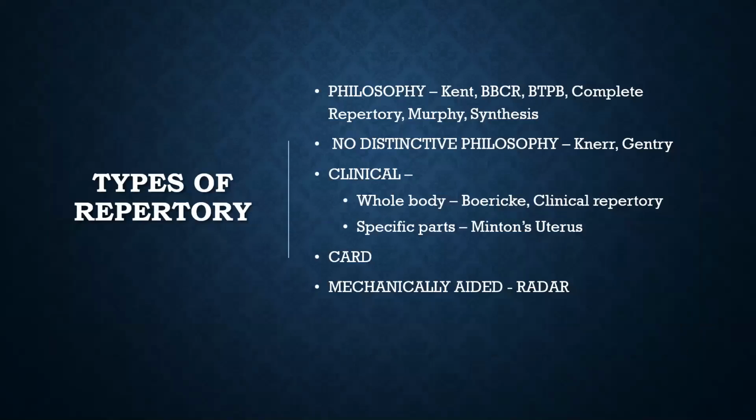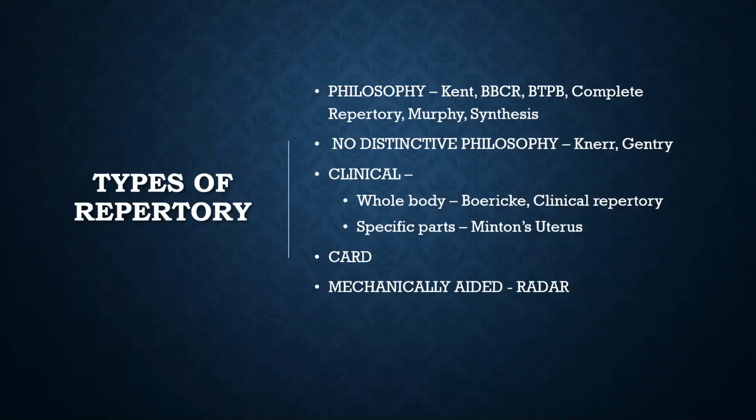So types of repertory, we know that a repertory is based on a particular kind of philosophy. Now, if it is a philosophy that is based on generals to particulars, we have Kent, we have the Complete Repertory, we have Murphy's Repertory, we have Synthesis Repertory. But if it is from particulars to generals, then it will be BBCR, BTPB, and even Synoptic Key. If there is a repertory without any distinctive philosophy, we call it a concordance repertory. Under that, we have Knerr and Gentry. Then we have a clinical repertory, which is again divided into whole body, special parts, and even some clinical conditions.